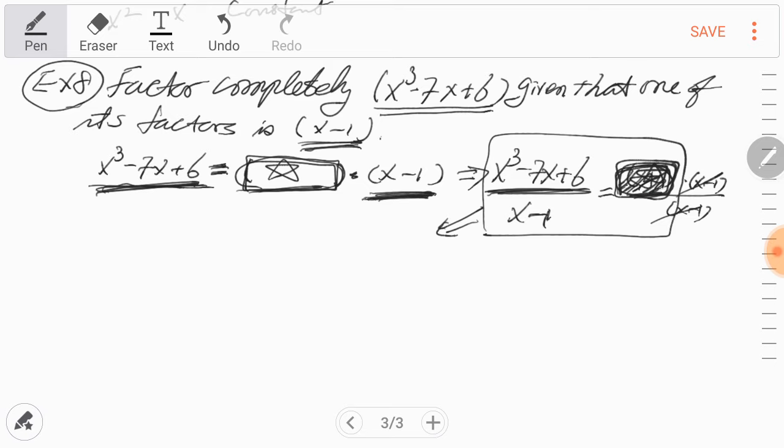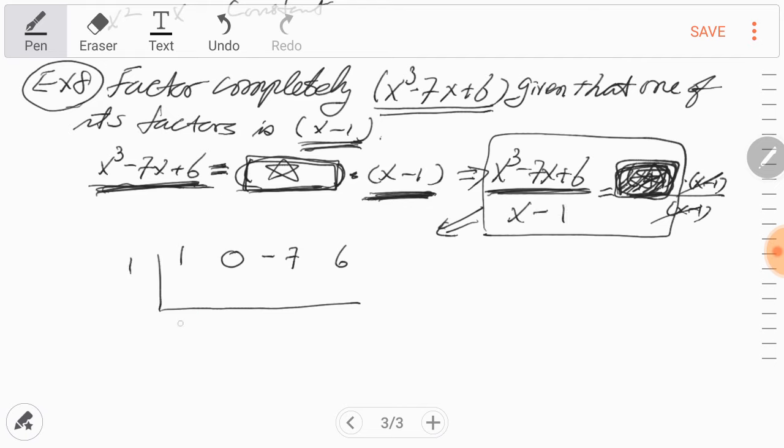For this, let's use synthetic division. The coefficient of x cubed is 1. There's no x squared term, so put 0. The x term coefficient is negative 7, and then 6. The divisor is x minus 1, so we write positive 1.